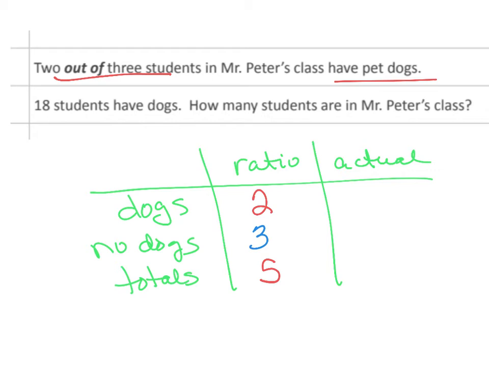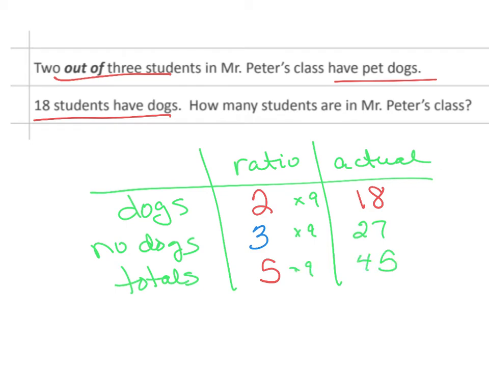So now let's work with our actual. Here's our actual: 18 students have dogs. So 18 have dogs. Let's do the math. 2 times 9 gives us 18. 3 times 9 is 27. 5 times 9 gives us 45.